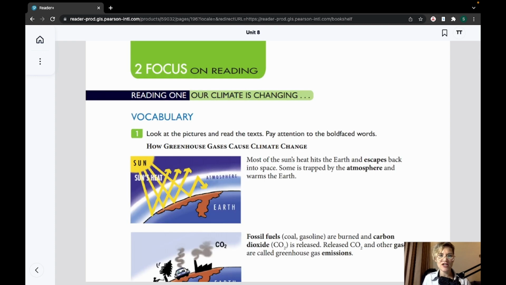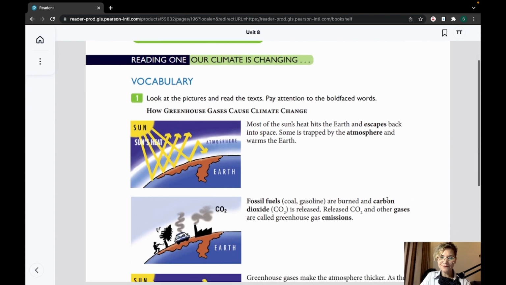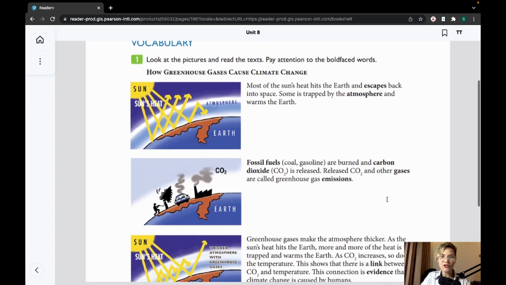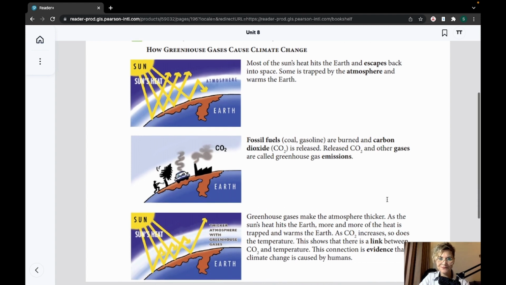Our climate is changing. Of course, we'll look at vocabulary first, look at the pictures and read the texts. Pay attention to the bold-faced words. How greenhouse gases cause climate change. First picture. Most of the sun's heat hits the earth and escapes back into space. Some is trapped by the atmosphere and warms the earth. We've got the words escapes and atmosphere.